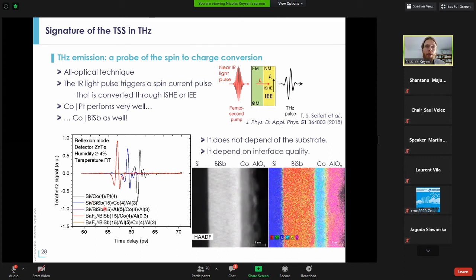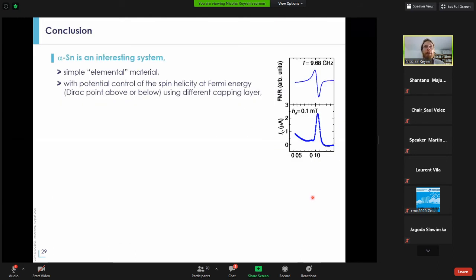Unlike the alpha-tin case, when we deposit aluminum in between the bismuth antimonide and cobalt, the interface is very much degraded. The interface is bad, and you don't see any conversion. In fact, the curve is indistinguishable here in the middle. On the contrary, when we grow cobalt directly on top of bismuth antimonide, and we are a bit surprised about this, the interface is clean and we have no intermixing. So with this cobalt bismuth antimonide, it seems that we can directly use the surface states at this interface in direct contact with the ferromagnets.